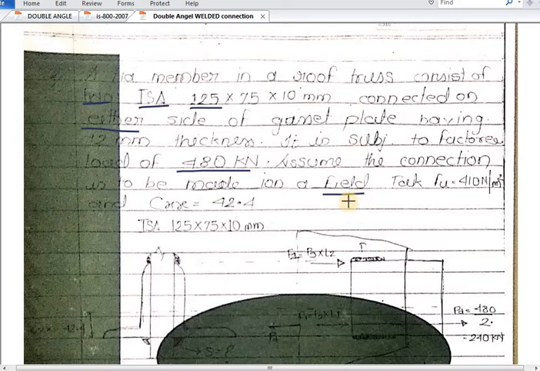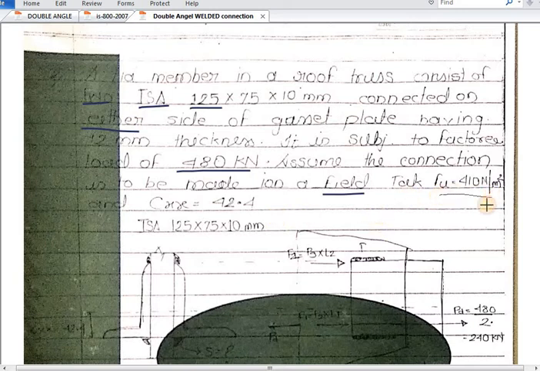So what will it be for field welding? The gamma mw for field weld will be 1.5. It will be 1.5. So what is it for shop welding? 1.25. But here it is gamma mw, that is partial safety factor for field weld, will be 1.5. It will be 1.5.